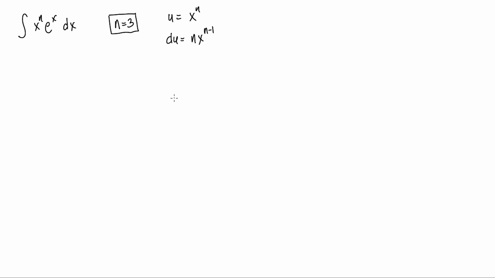So for these problems, I am only looking at n greater than or equal to 0. That's all I'm considering here. And only for integer values of n greater than or equal to 0. So my du is n x to the n minus 1 dx. My dv is the standard dv when e's involved, because it's so easy to anti-differentiate. And so here we have a good integration by parts substitution.